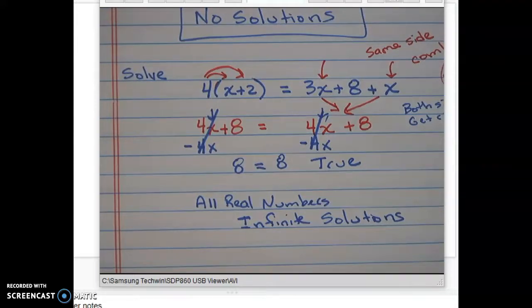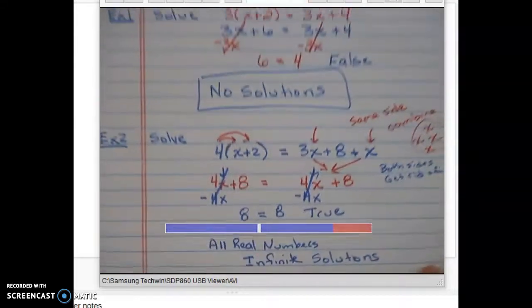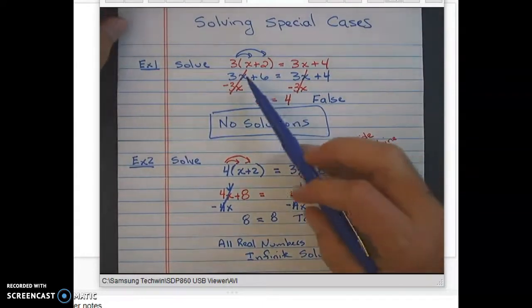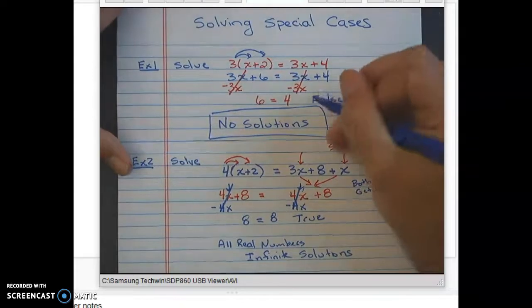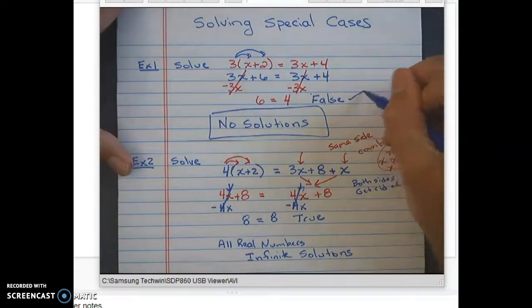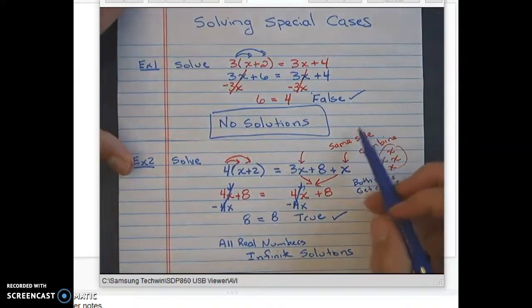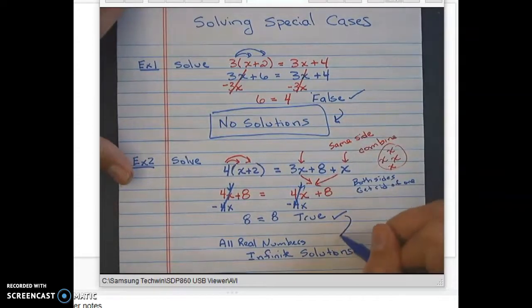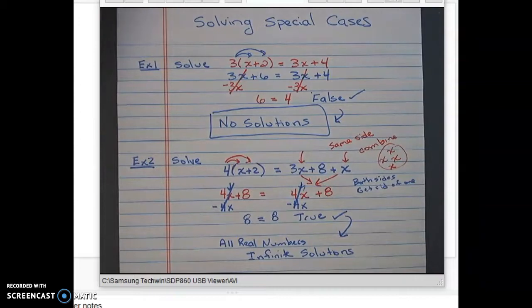So we have two types of special cases. You're going to solve just like normal, and then when you get to the end, if all the x's cancel, you're looking to decide, is it true or is it false? If it's false, then we say no solutions. If it's true, we say there's an infinite amount of solutions, that any real number would work.